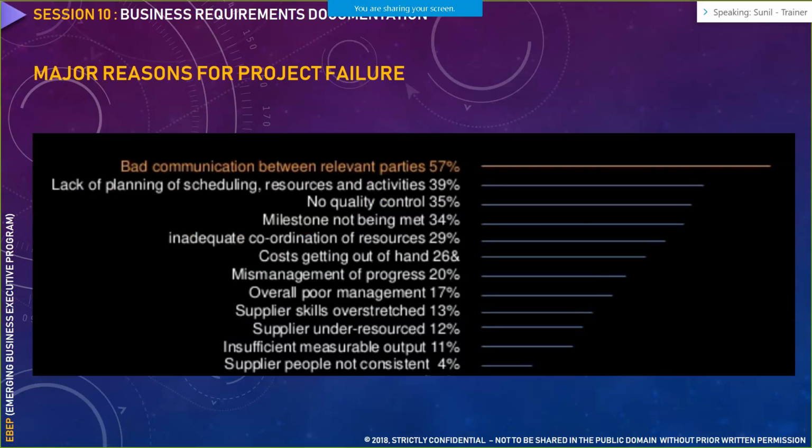Now I gave you a reason why most of the projects started failing. The majority of the reason that we saw is contributed by bad communication between relevant parties. This is a statistic that was taken of late, which contributes towards the need for business requirement document. So the majority of the contributing factor was the bad communication between relevant parties. Now, who are relevant parties? Relevant parties are nothing but your business stakeholders.